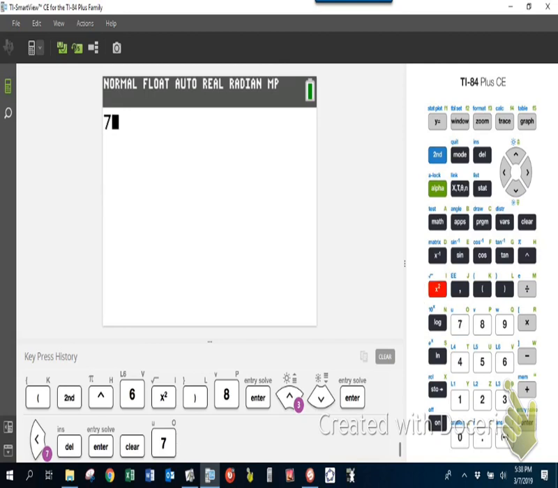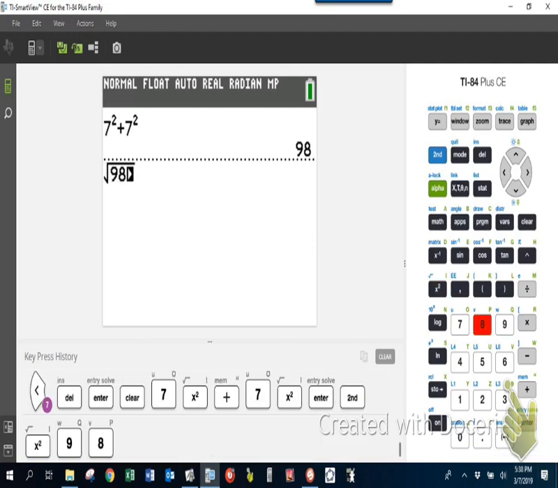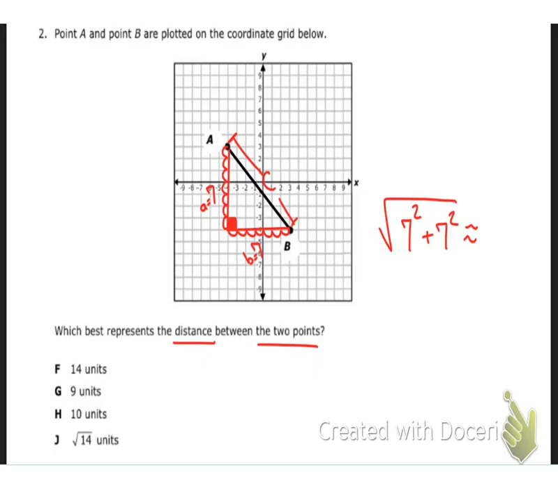7 squared plus 7 squared is this. That's not my final answer. And then the final step is square root. This is my final answer. So I get about 9.9, which is really close to 10. So there you have it.